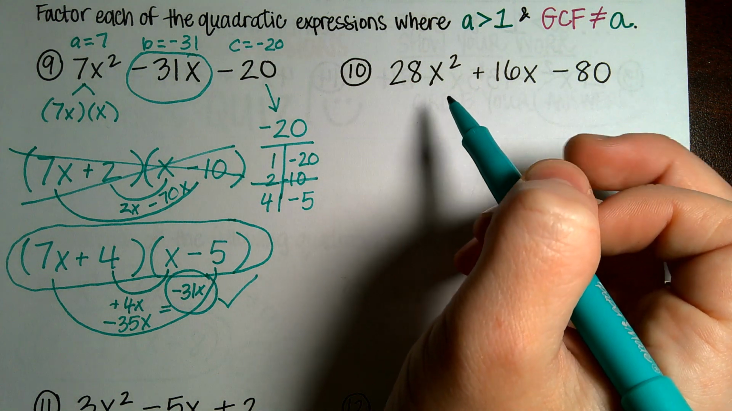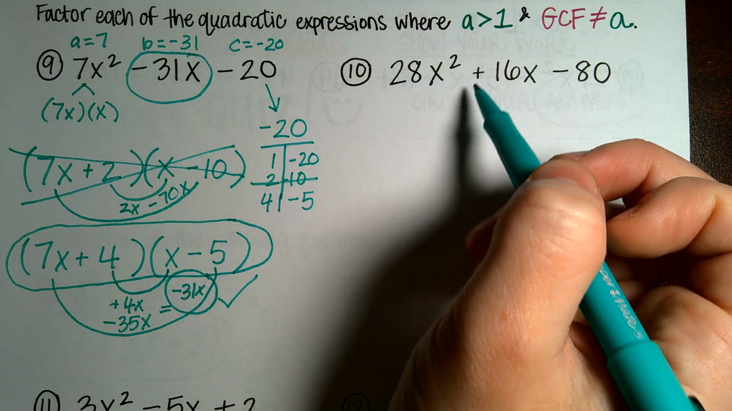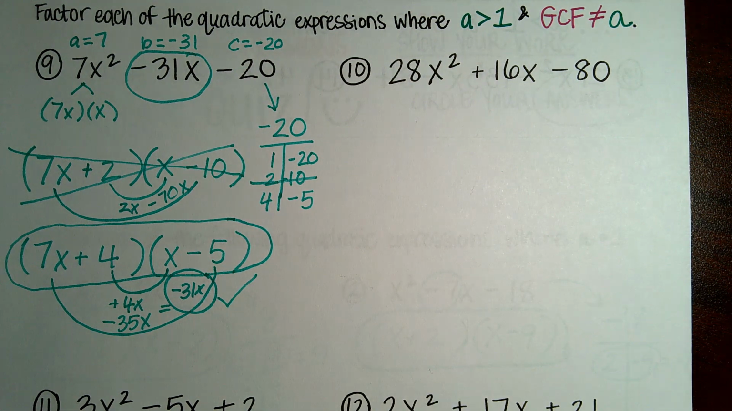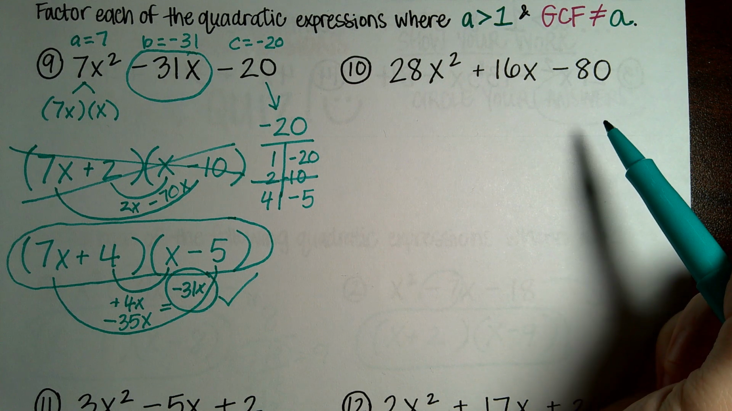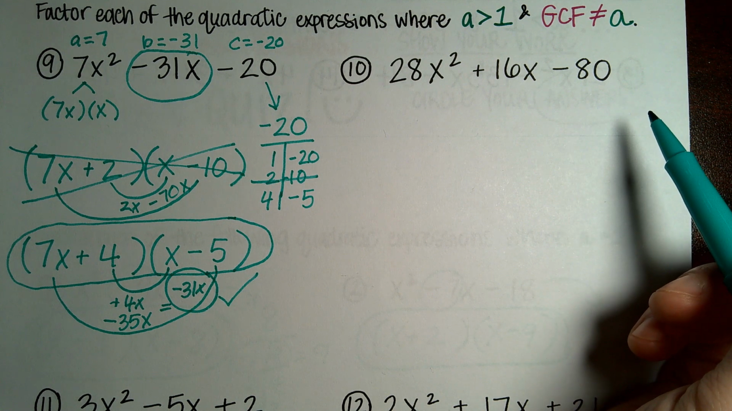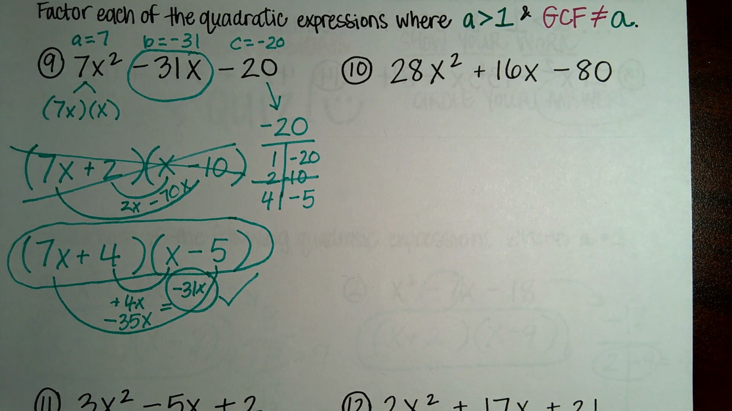So for number 10, I've got 28x squared plus 16x minus 80. What should I check for first? Is there a greatest common factor? Yeah, there is a greatest common factor. What might that number be?